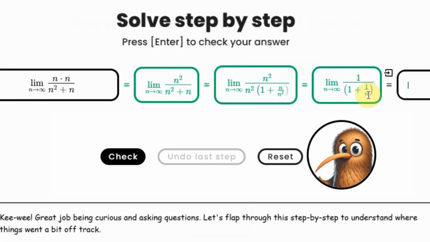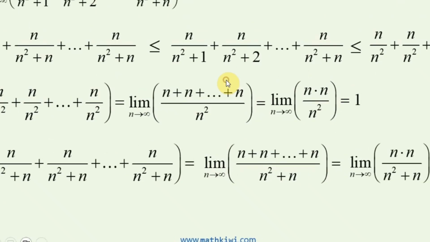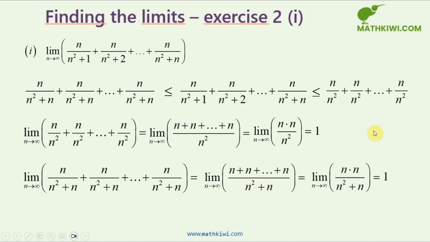N approaches infinity. 1 over n approaches 0 for reasons I explained in the course. So we are left with 1 over 1, which is 1. And there it is, the limit is calculated. Thanks, Kiwi. Bye. I'm entering this result.